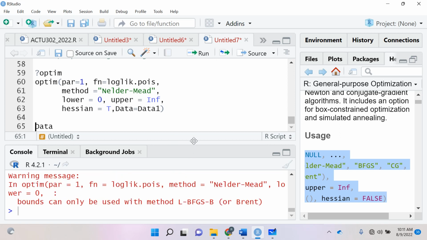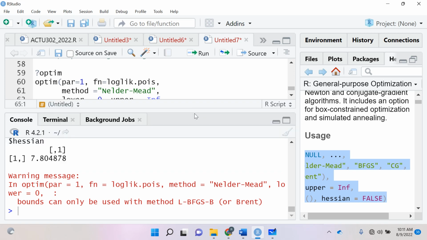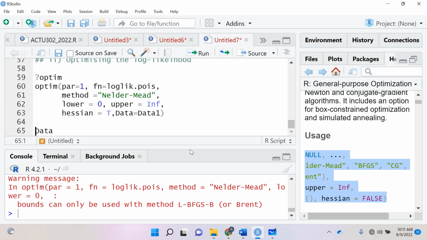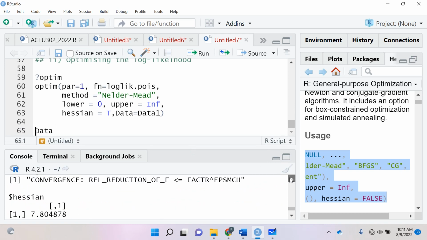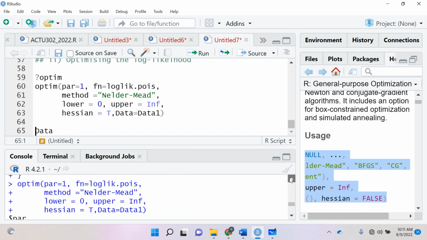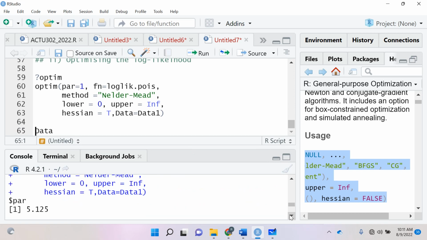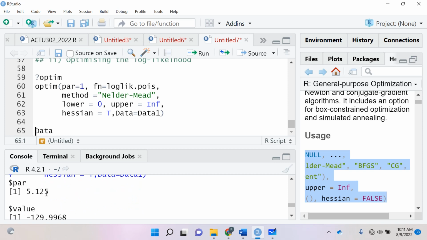Okay. So now there's no error, but there's a warning. My parameter has been estimated. I got the parameter estimate to be 5.12. The value of the likelihood function is negative 129. Remember our AIC? We pass this value through that to get it.